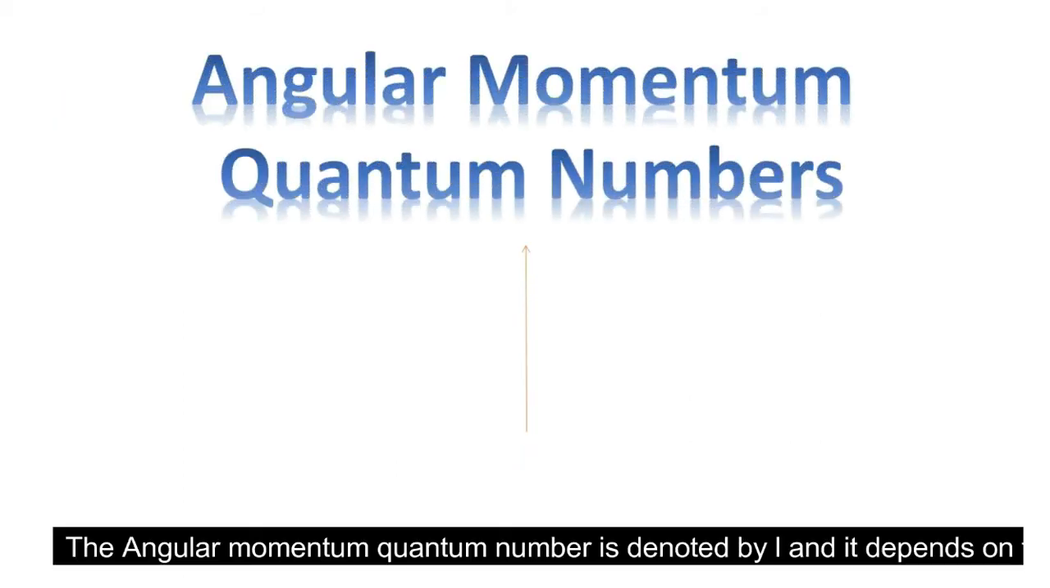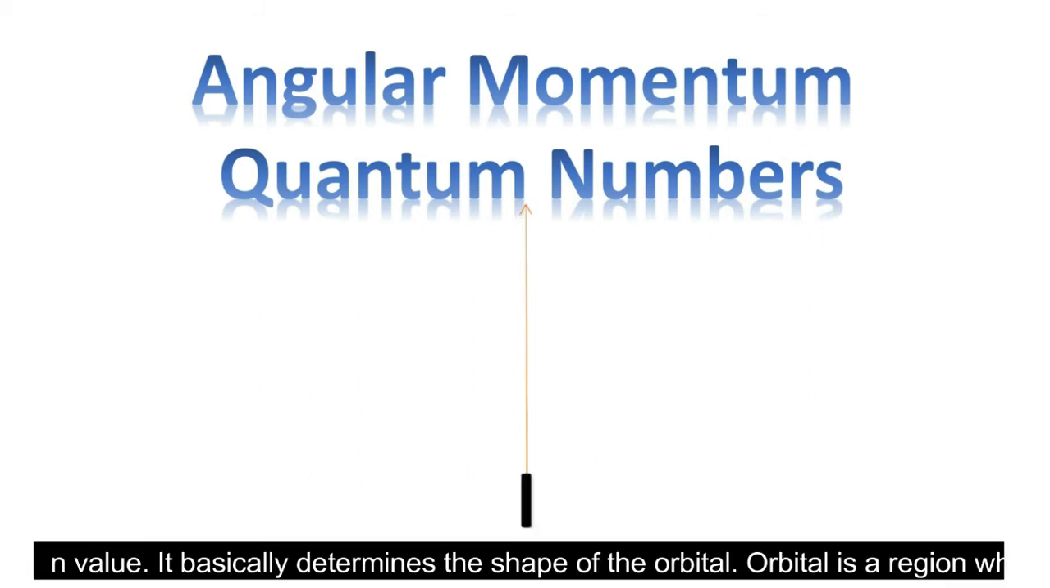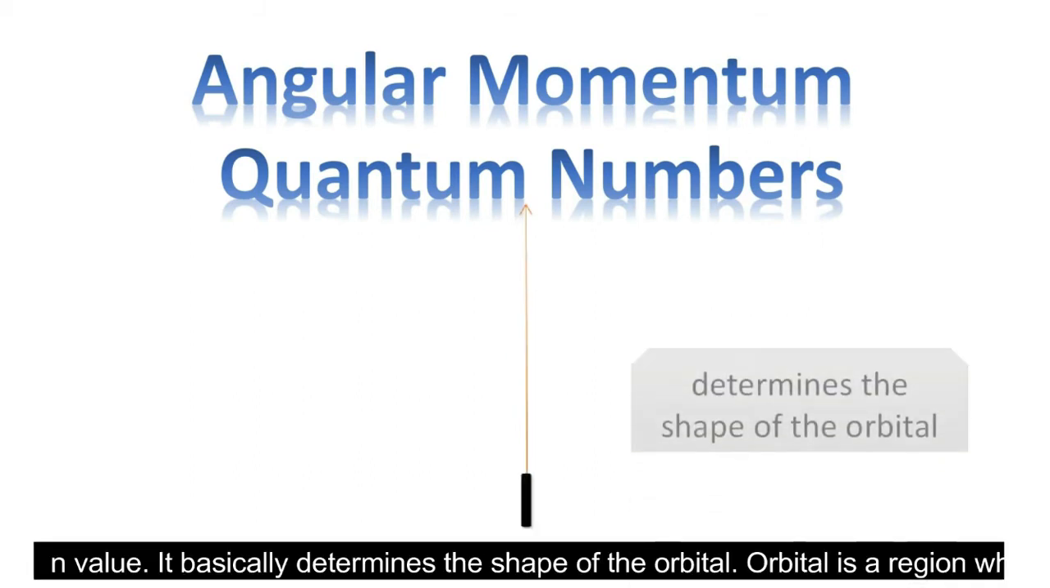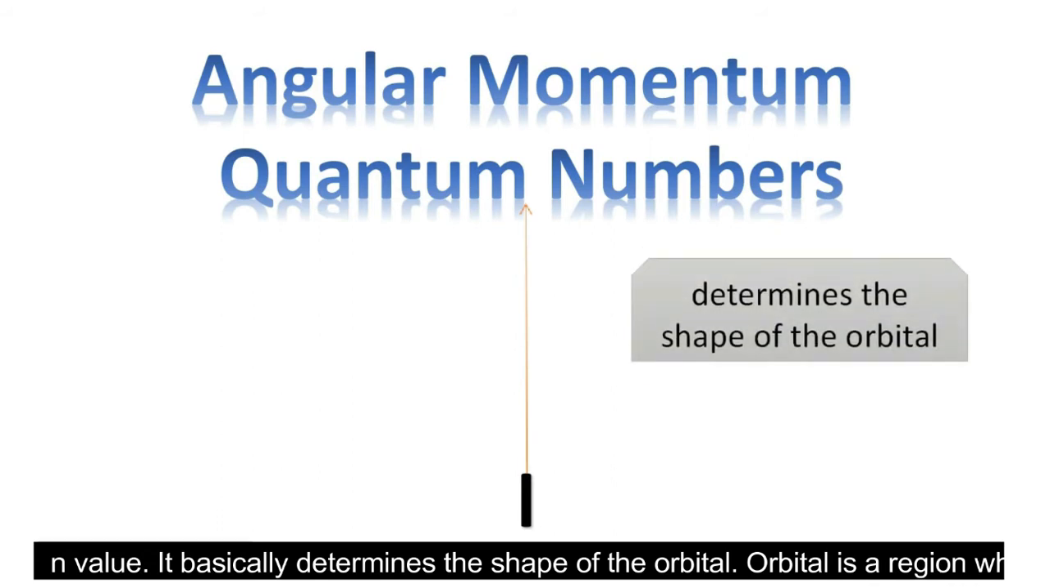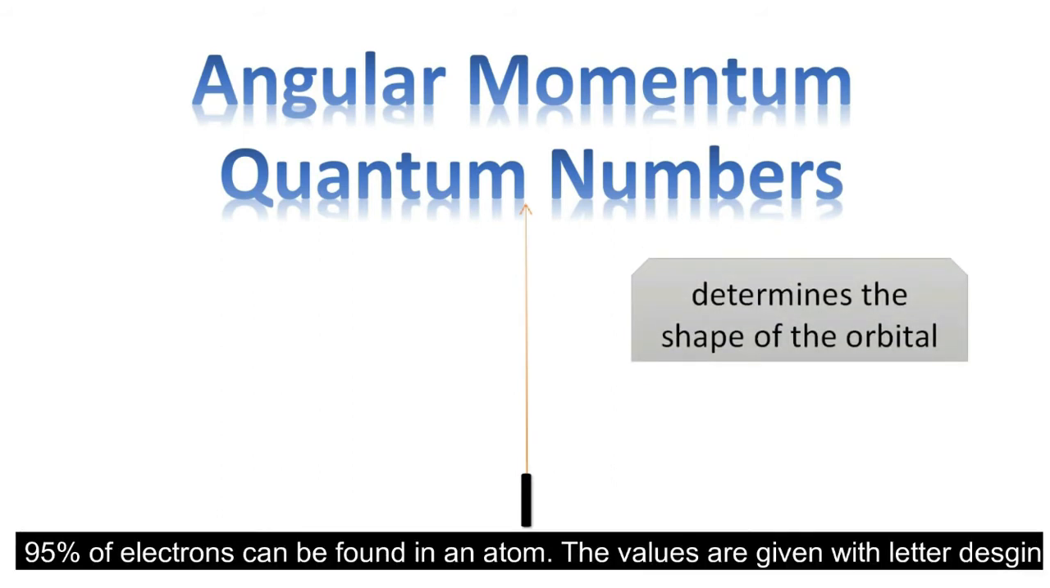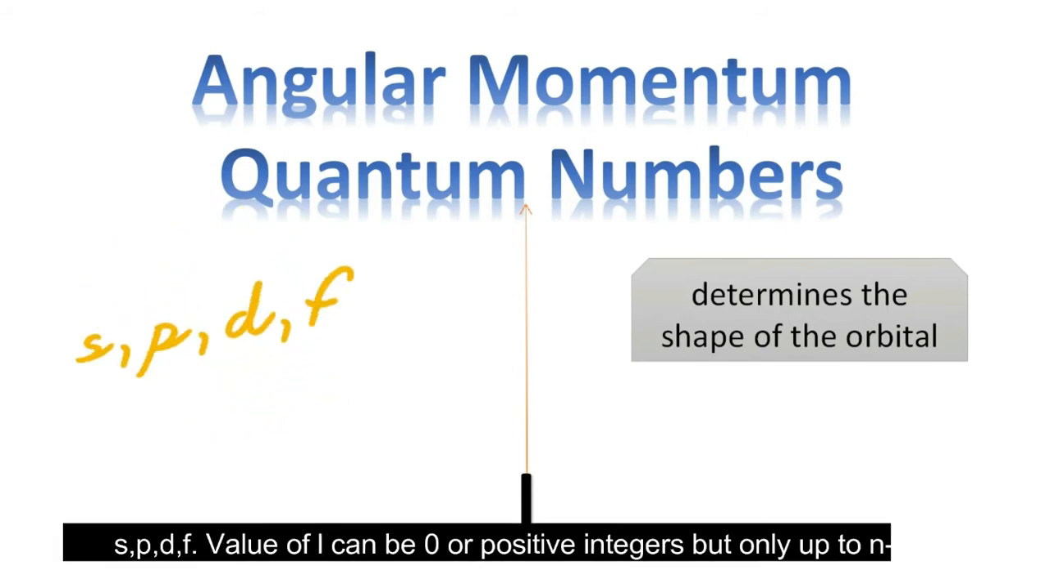The angular momentum quantum number is denoted by l, and it depends on the n value. It basically determines the shape of the orbital. An orbital is a region where 95% of electrons can be found in an atom. The values are given with letter designations s, p, d, f. The value of l can be 0 or positive integers, but only up to n minus 1.